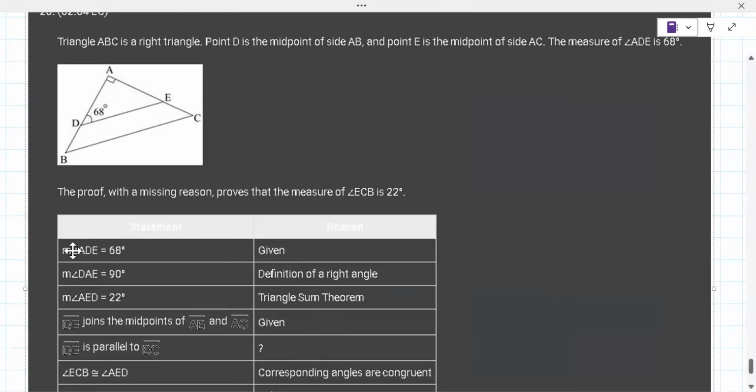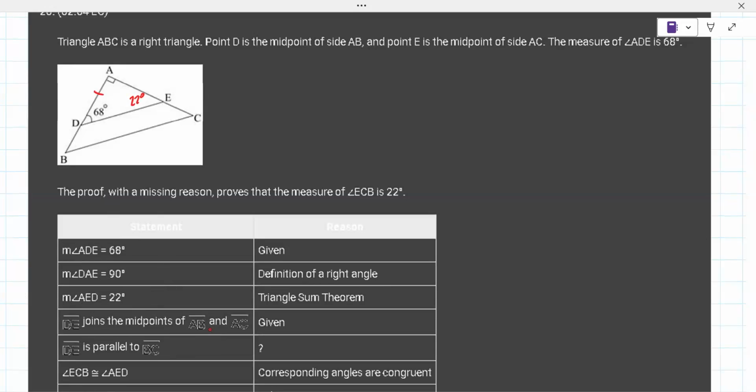So sometimes we could just kind of progress through the proof. It says the measure of angle ADE is 68. That's where the 68 is. Measure of angle DAE is 90. That's the right angle. Measure of angle AED is 22 degrees. So we can add that in the picture here. And the reason it's 22 degrees is because the three angles in the triangle add up to 180.